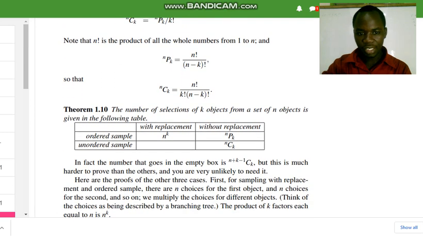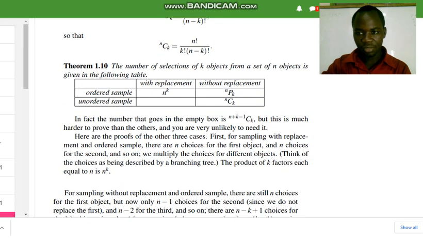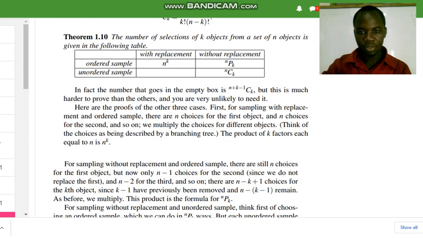So the number of selections of k objects from a set of n objects is given in the following table: ordered sample and unordered sample. In fact the number that goes in the empty box is given by n plus k minus 1 choose k, but this is much harder to do than the other, and you are very unlikely to need it. Here are the proofs of the other 3 cases.